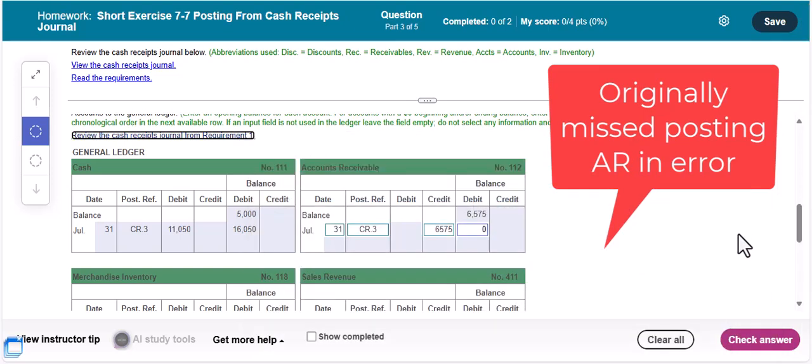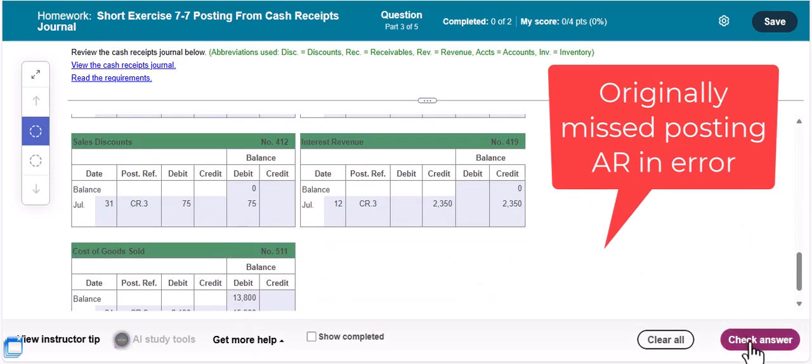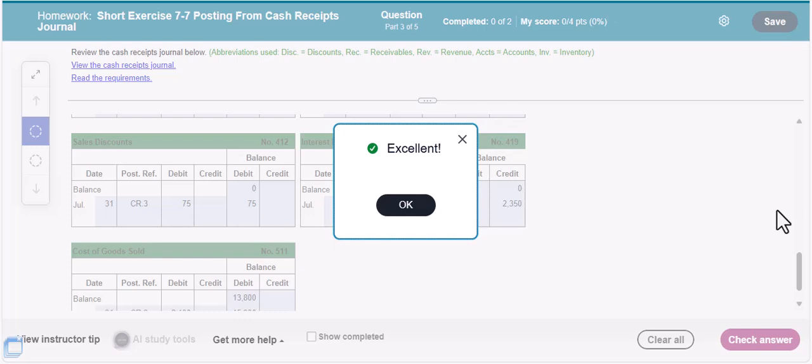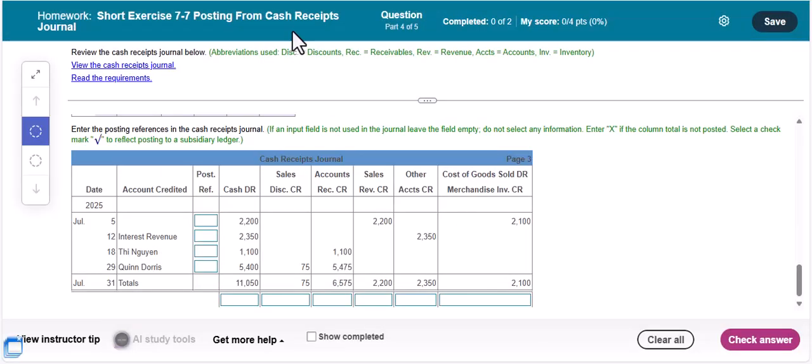So now we are ready to check our answer. Excellent. So here's our cash receipts journal now that we've posted to the subledger for AR, and we posted all of these totals. So we need to tell anyone else reading this that these totals have been posted. So don't post them again.